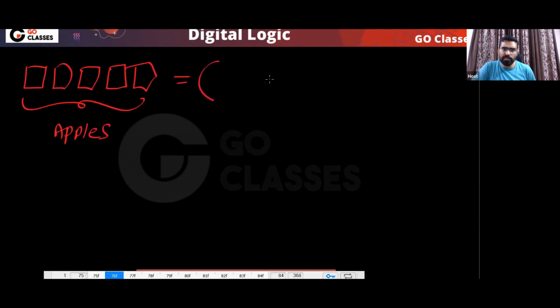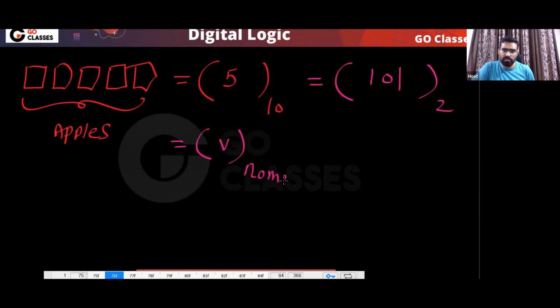So how to count them? The decimal system will say this is the value. The binary system will say this is the value. The Roman system will say this is the value. So the Roman system will count like this, the decimal system will count like this, and the binary system will count like this.